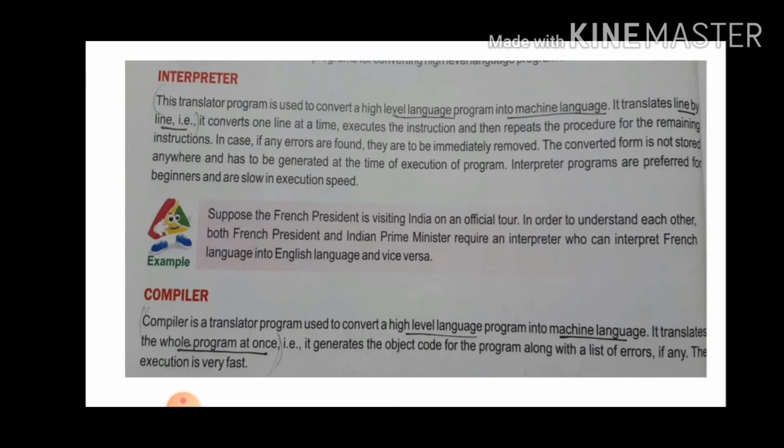Compiler, what it does, it translates the whole program at once, not line by line. It takes up the whole code and translates it. It generates the object code from the program along with the list of errors. So we get the list of errors quickly, and any further execution can also be done fast by the compiler, so we can check the errors and correct them.